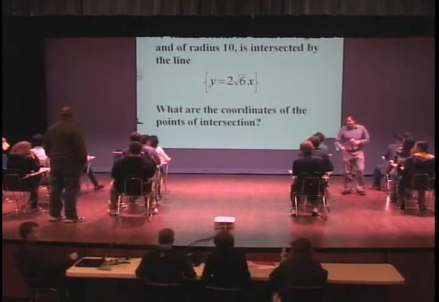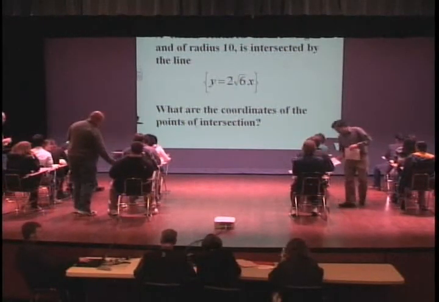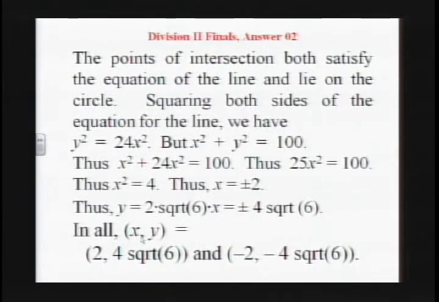And the problem is over with. The solution, please. Okay. If you take the equation for the line and square both sides, you get y squared is 24x squared. We know that x squared plus y squared equals 100. That's the equation of the circle. Substituting y squared from the line into y squared of the circle, you get x squared plus 24x squared is 100. That's 25x squared equals 100. Solving, we get two solutions, x equal to plus or minus 2.